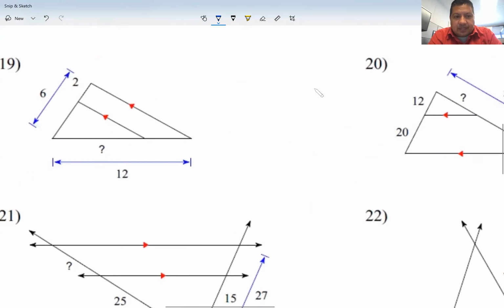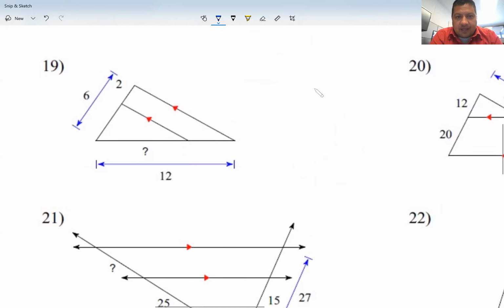All right, looking at question number 19. I'm finding one of the small sides. I see the entire side is 6, and one of the small pieces is 2. So I'm going to say the other part here must be 4, right? I subtracted my two values, 6 and 2. Keep in mind, measurements are always positive. So I went 6 minus 2 to get a positive value. I didn't go 2 minus 6 because that will give me a negative value. Right? Keep in mind, measurements are always positive.